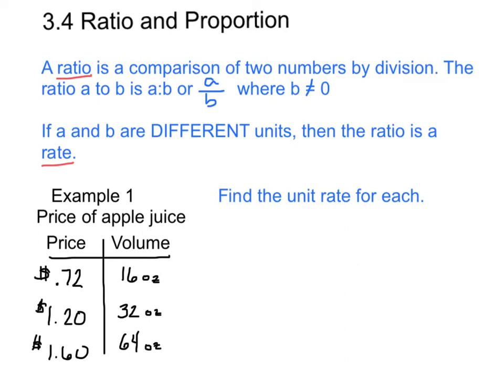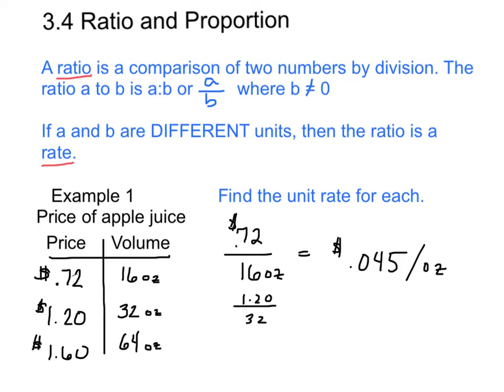So if we're looking at unit rate, each of these has to deal with dollars and ounces. So we have to figure out how much money it is per ounce. So then what you do is take the money divided by the ounces. So 72 cents divided by 16 gives us approximately 4.5 cents per ounce.